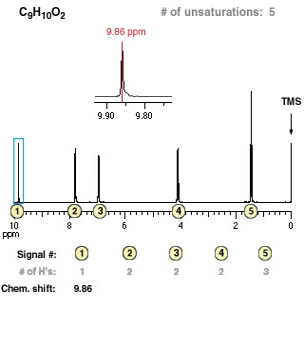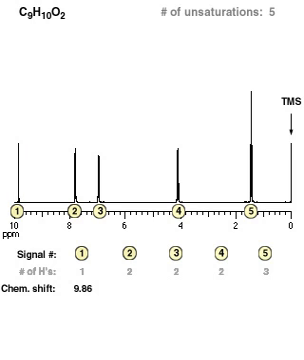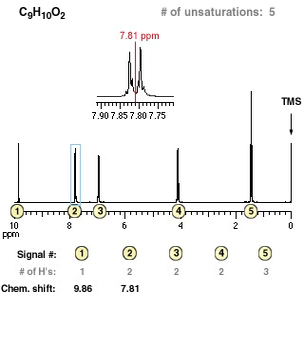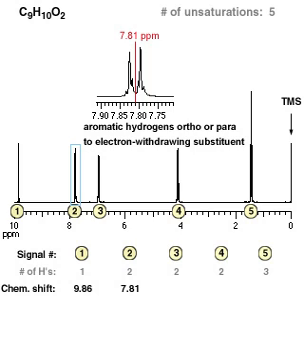Signal 1 has a chemical shift of 9.86 parts per million, which falls into the region for aldehyde protons. Signal 2 has a chemical shift of 7.81 parts per million, which falls into the region of aromatic hydrogens, ortho or para to an electron withdrawing substituent.